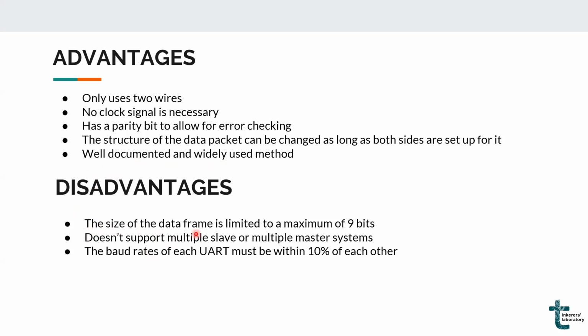And then the disadvantage is that the size of the data frame is limited to a maximum. In most cases, we just do 8 bits of data transmission, without the parity bit, but it is recommended to use the parity bit. And then only two-way communication is possible between two devices. There cannot be multiple slave or multiple master systems.